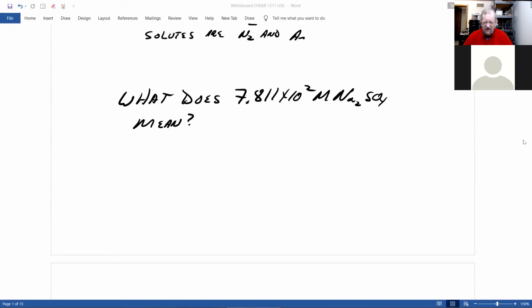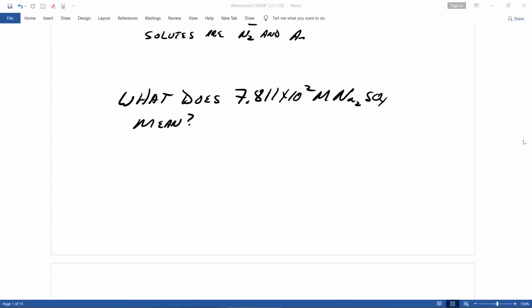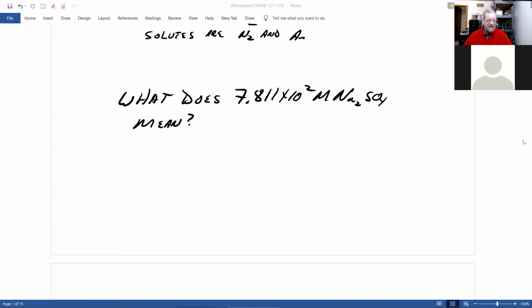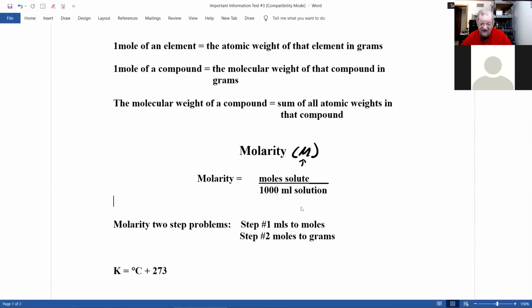Can you see what does 7.811 times 10 to the squared capital M Na2SO4 mean? Do you see that? Thank you, Gabby. In case you forgot, remember, I'm cutting down the memorization, which helps you. In case you forgot, hint.